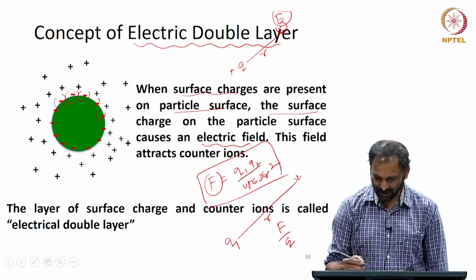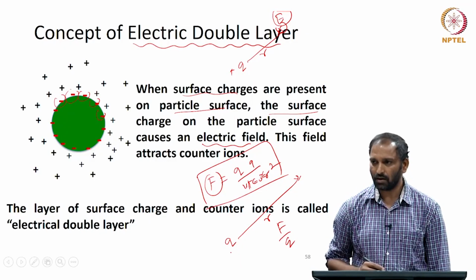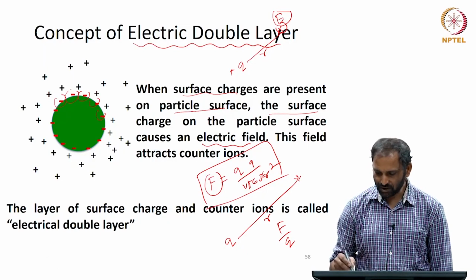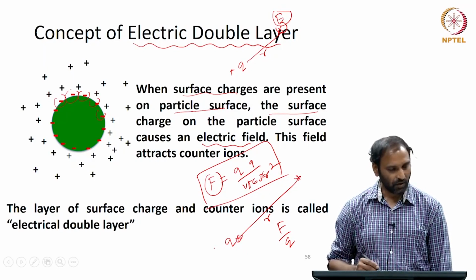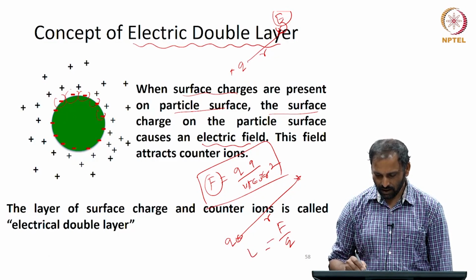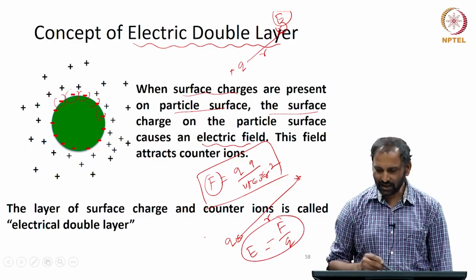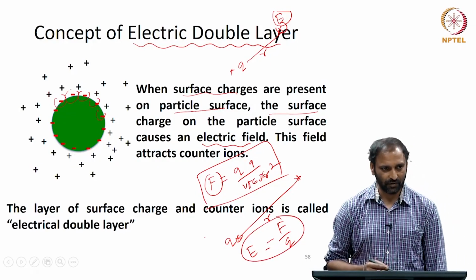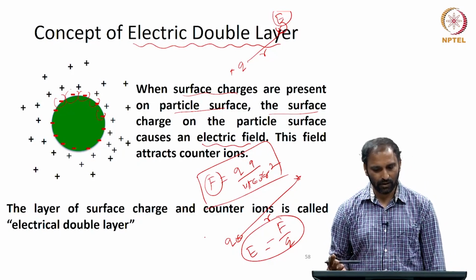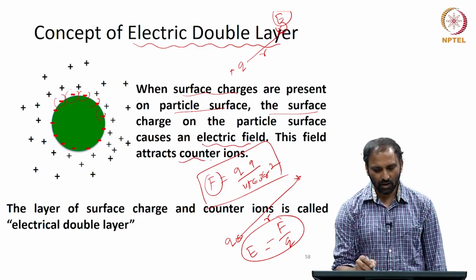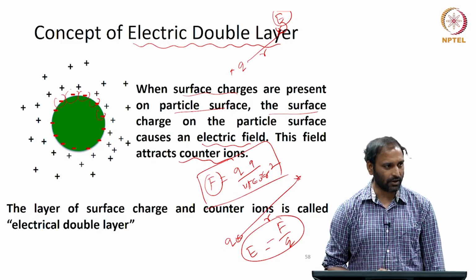Let's say I take a simple case where I have two equal charges, and I ask at any location at a distance r from this charge, the electric field is given by E equals F by Q, right. This electric field that is generated because of the charges on the particle surface will attract the counter ions.